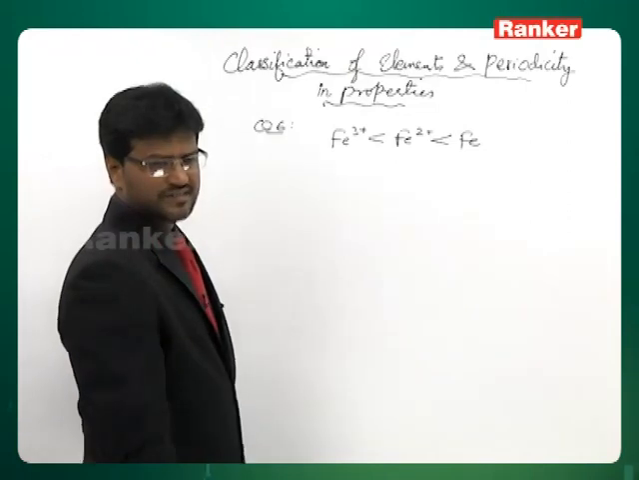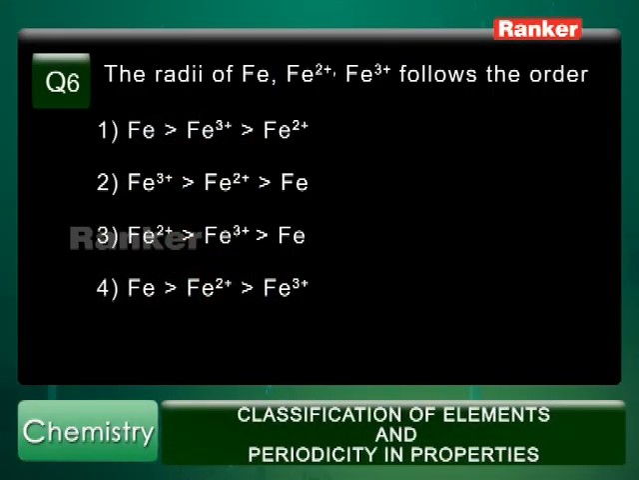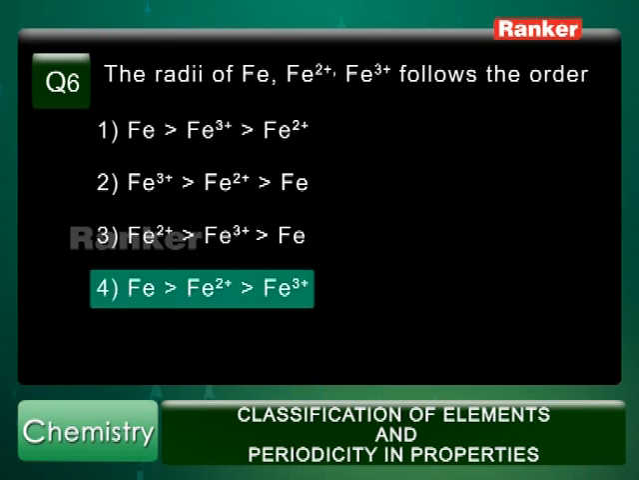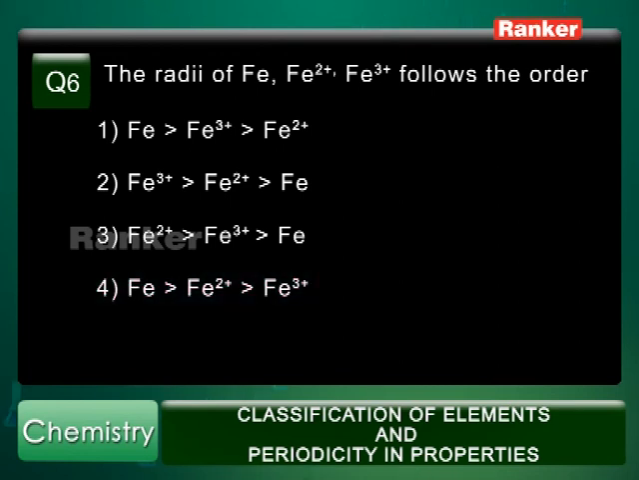So, the correct answer is the fourth option, Fe is larger than Fe2+, which is larger than Fe3+. Fourth option is the correct answer. As the positive charge increases, size decreases, and as the negative charge increases, size increases.